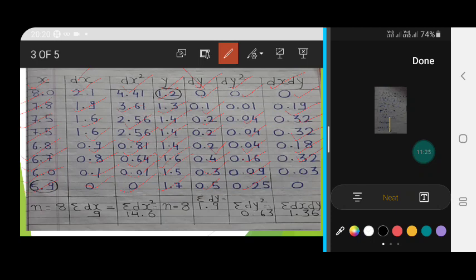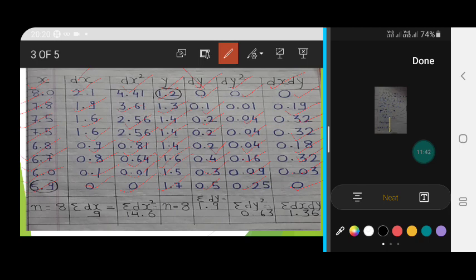So we have got 0.03. Then 0 into 0.5, so again we have got 0 over here. Okay, so this way we have calculated the values under the dx dy column. Now what we have to do? We have to take the summation of this.